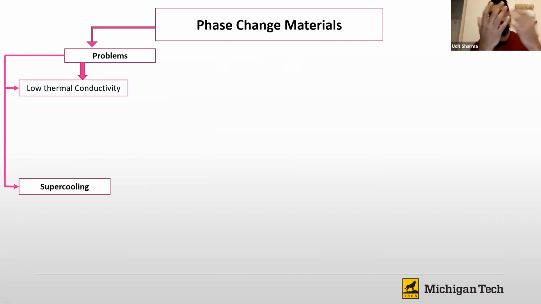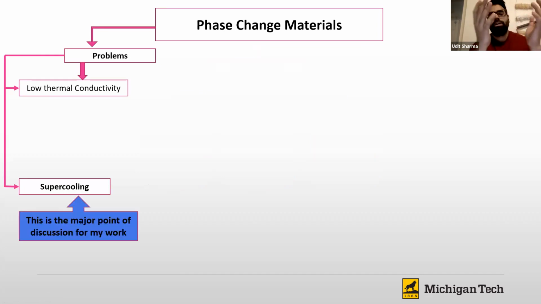So since you have a technology, any material, there are problems associated with it. And the major two problems that it has are the low thermal conductivity and the supercooling. Supercooling is the major work of my discussion, and I will discuss it in a bit. But before that, let's talk about the low thermal conductivity.